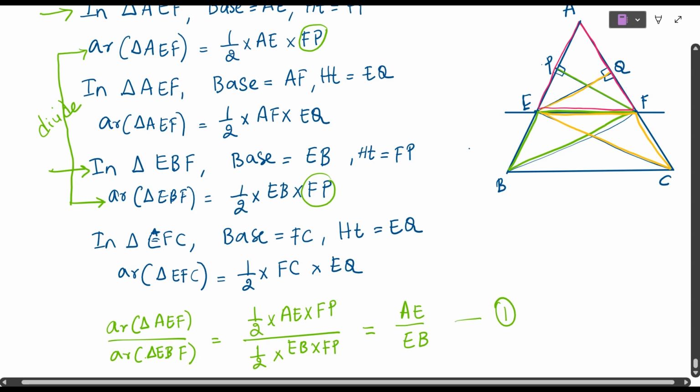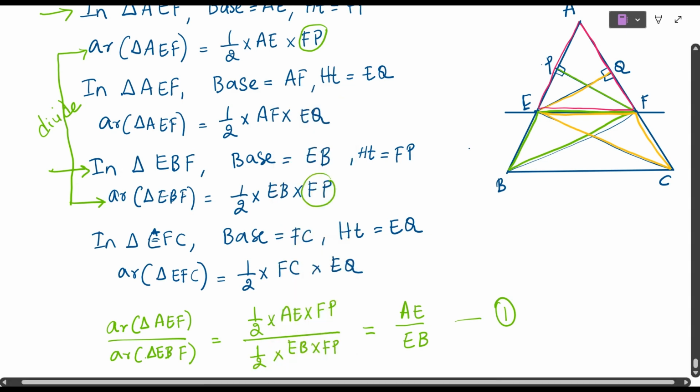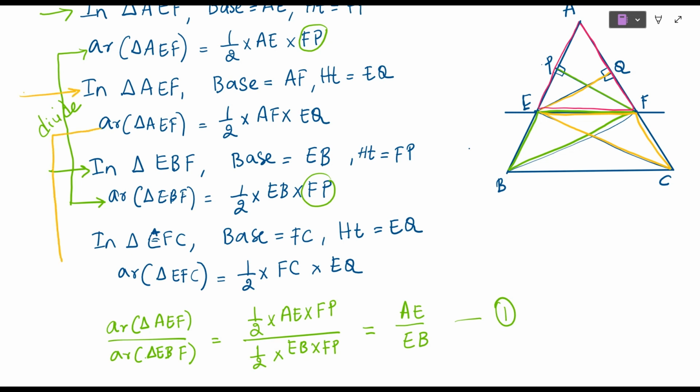And now coming to another one. So what are the two triangles I'm going to take now? Here, AEF and this area, and which one I have to take? See, observe here. Here, height EQ is there. Here, height EQ is there. Understood? So, now I'm going to divide these two areas.